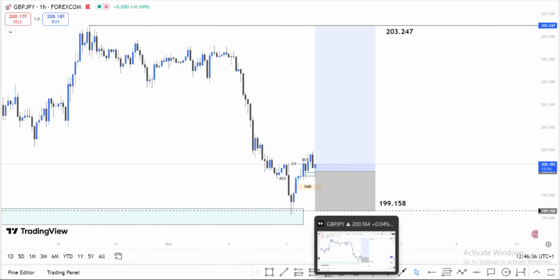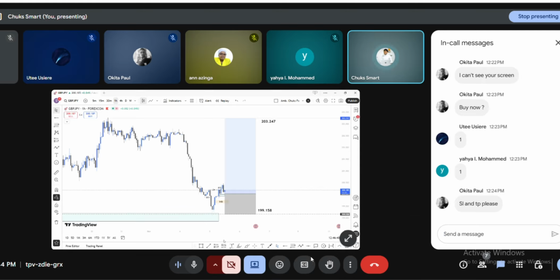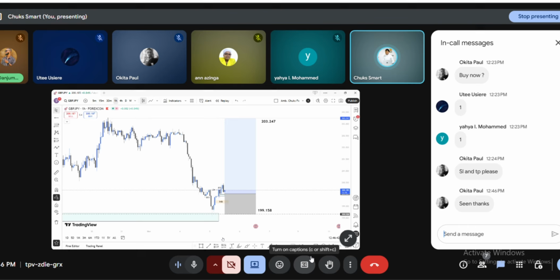Please, while the trade is going in your favor, don't start stacking positions. That's not a good way of trading, because once price retraces, you are going to mess your account up. Please don't stack positions. Allow the trade to run.